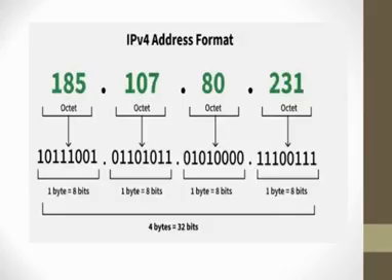Let us see the IPv4 address format. Here it is given as 185.107.80.231. Here 1 byte is equal to 8 bits, that we all know. So 185 is represented in binary representation, and then 107 is the same 1 byte representation, and then 80 is given in the 8 bits representation, and 231 is given in the 8 bit representation. So 4 bytes is equal to 32 bits. So 4 into 8 is 32 bits. So IPv4 is the 32-bit representation of the address format.